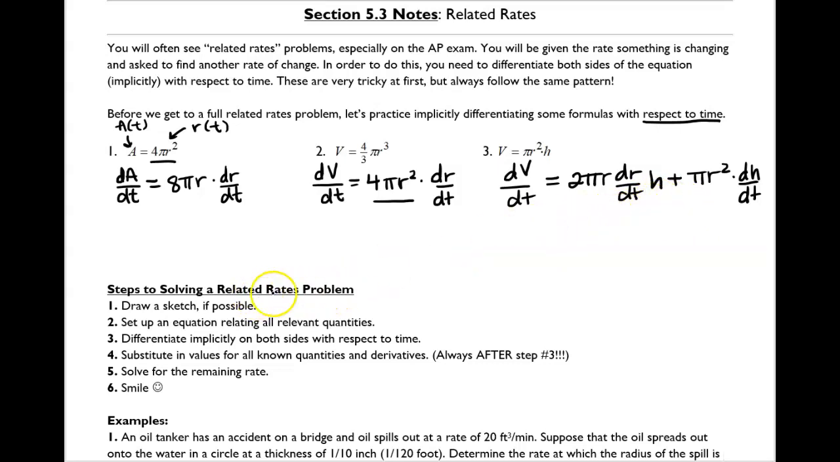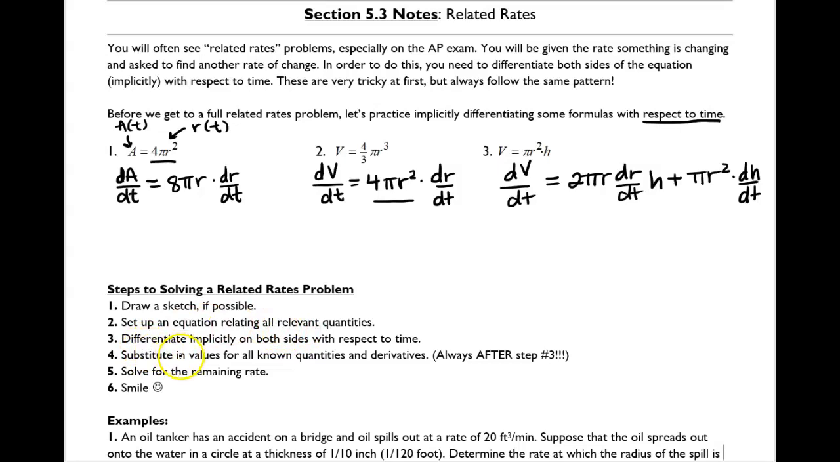So when we're solving a related rates problem, we're going to do essentially these same steps every time. So first we're going to draw a sketch. A lot of times these are story problems, so drawing a sketch, trying to figure out the geometric representation is going to help us out. Then we'll set up an equation relating all of the relevant quantities. So figuring out what the variables are, using the information given in the problem.